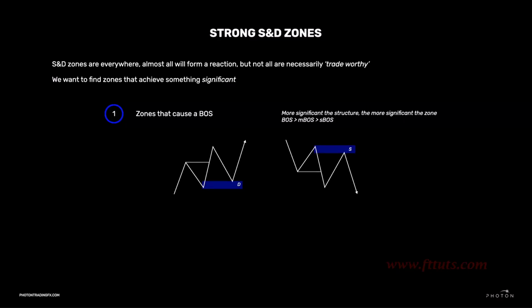Now all three zones, BOS, M-BOS, and S-BOS, can of course be tradable, but it's the swing zones that are going to hold the most weight and have the highest probability of leading to another large swing move. And it's those swing runs that really we want to catch and position ourselves in. So that's the first main way in which we can validate the significance of a supply or demand zone in the market, by concentrating on the ones which caused a break of structure.